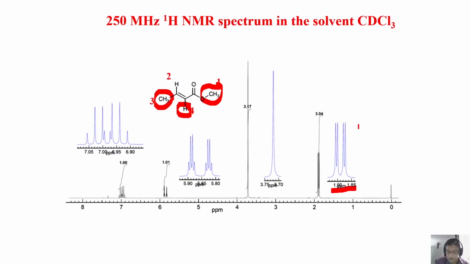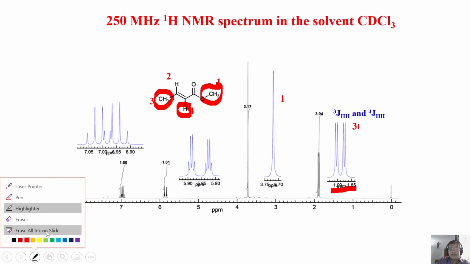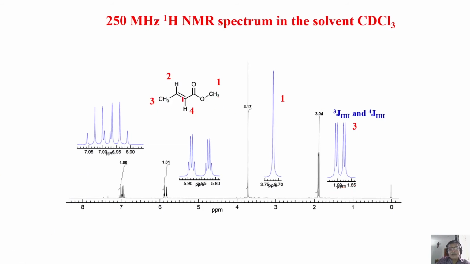Okay, now let us go to the next one. This is assigned, and this is also assigned in this case. If I remove the highlighter, you will understand more. Now this is proton 3, I will correct, because this experiences 3JHH between 2 and 3, and 4JHH between 3 and 4 coupling. So this is 3-4 coupling, this is 2-3 coupling.